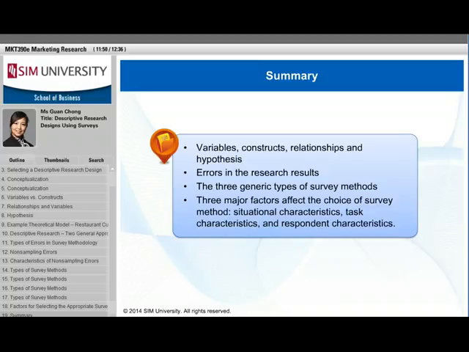Researchers need to evaluate the errors in research results. All errors are either random sampling errors or non-sampling errors. Survey methods are divided into three generic types: person-administered survey, telephone-administered survey, and self-administered survey. There are three major factors that affect the choice of survey methods: situational characteristics, task characteristics, and respondent characteristics.